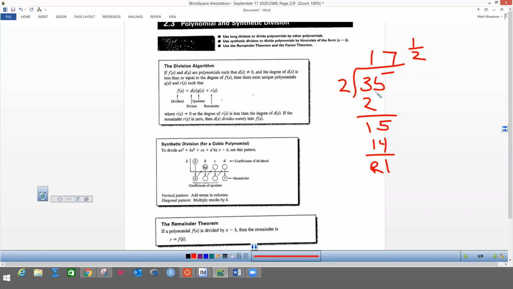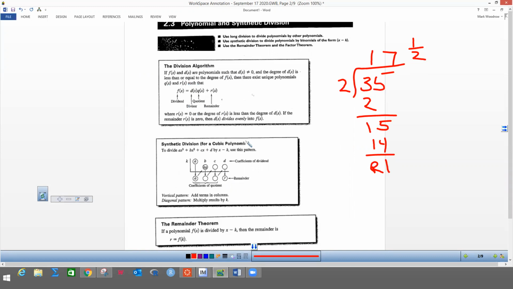So in this particular problem, 17 is the quotient, 2 is the divisor, and then the half is the remainder. Actually, the remainder is 1, but we're going to talk about what all this stuff is here in a minute. 35 would be the dividend, the thing we're dividing.